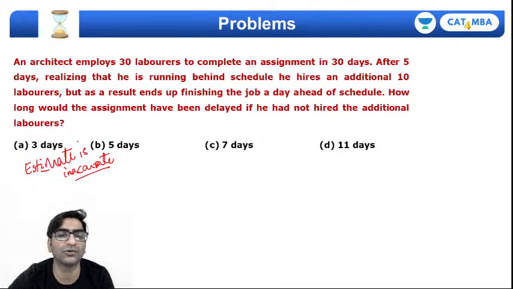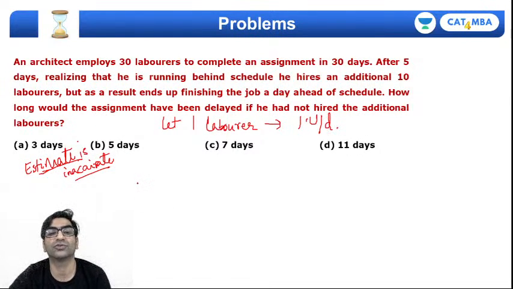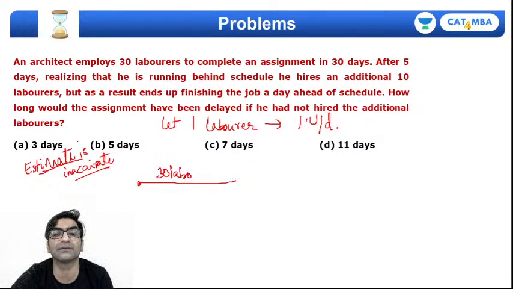ठीक है, तो इसलिए हम क्या करें? हम कहेंगे let one laborer finish 1 unit per day, right? So when the work starts, you had 30 laborers, which means the rate would be 1 unit for 1 labor, so 30 laborers will have 30 units per day, right? And how long does he do?